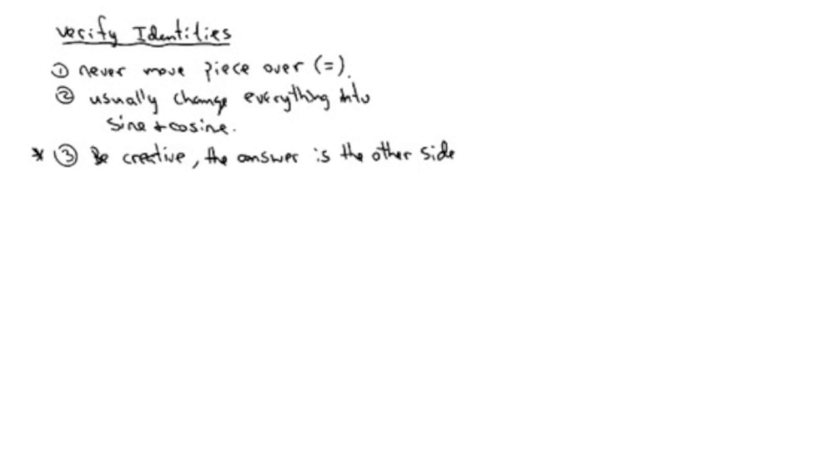These things always have the answers attached to them. You're going to take the left-hand side, manipulate it, and the right-hand side is your answer, or vice versa. So the answer's there. You just have to figure out how to get there, logically, not being creative. And that's where this be creative comes in.